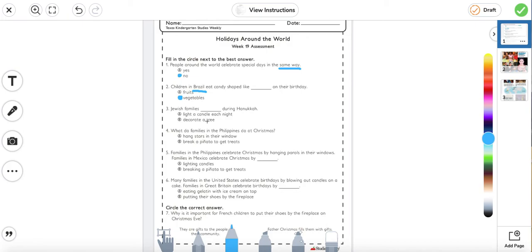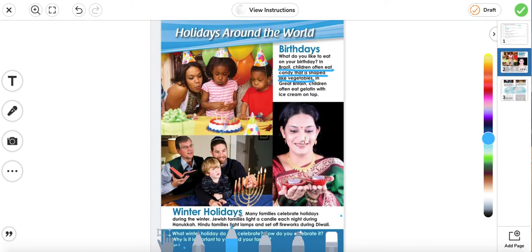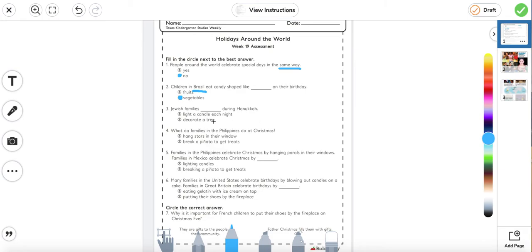Number 3, Jewish families blank during Hanukkah. Do they light a candle each night or do they decorate a tree? Let's go to the story. Many families celebrate holidays during the winter. Jewish families light a candle each night during Hanukkah. So if we go back to the test, do they light a candle each night or do they decorate a tree? Yes, they light a candle each night.